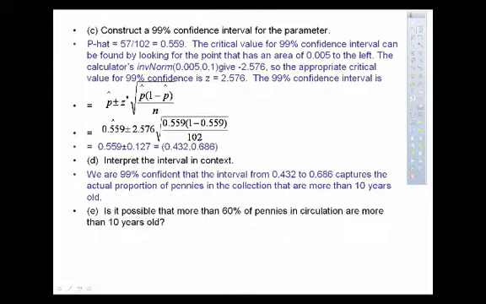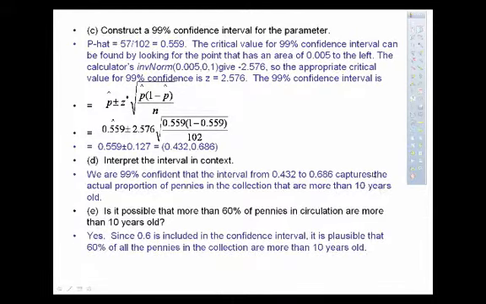Is it possible that more than 60% of the pennies in circulation are more than 10 years old? Well, yeah, of course it is. We have between 43% and about 69%. So, yes. Since 0.6 is included in that confidence interval, it is plausible that 60% of all pennies in the collection are more than 10 years old.